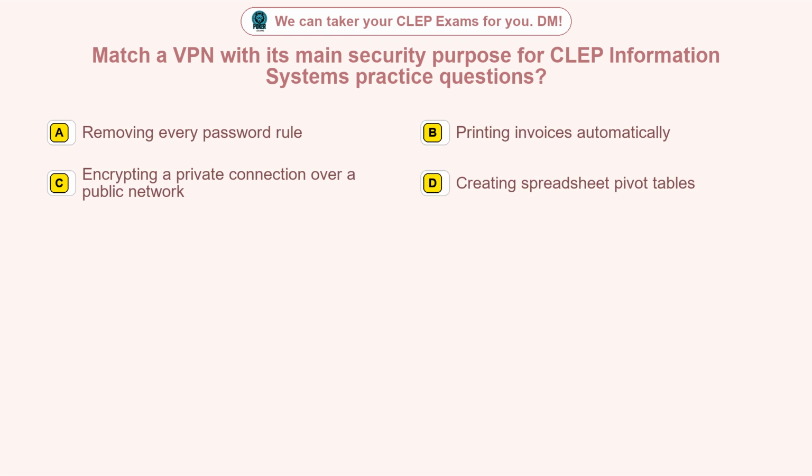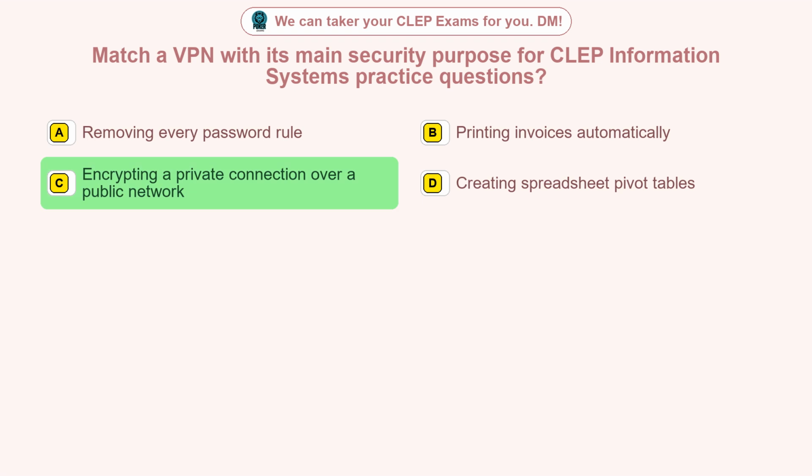Question 38. Match a VPN with its main security purpose for CLEP Information Systems practice questions. Option A. Removing every password rule. Option B. Printing invoices automatically. Option C. Encrypting a private connection over a public network. Option D. Creating spreadsheet pivot tables. The correct answer is option C.